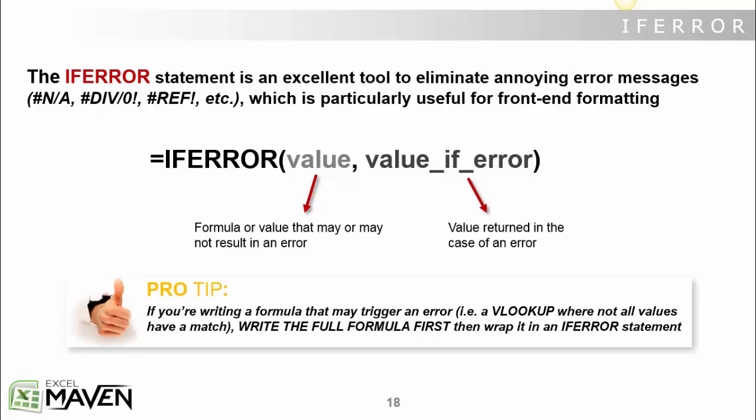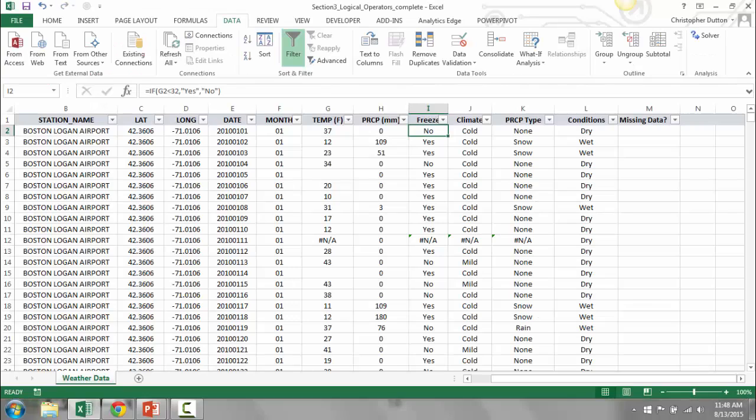So the syntax of the formula, again, is very simple, just two pieces. The value, which is the formula or value itself, that may or may not result in an error. And then the value if error. This is what will replace the default error symbol with whatever you choose. So again, the tip here is just write your full formula first, and then at the end, your last step will be to wrap it in an if-error statement. So let's jump to Excel.